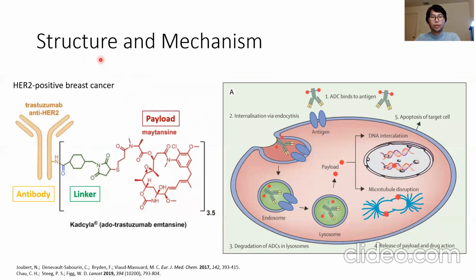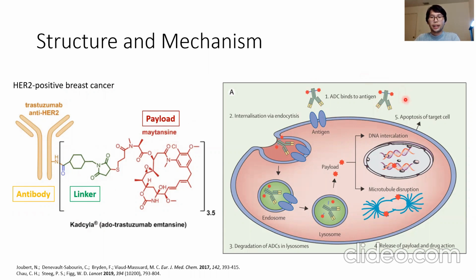And now I will introduce the structure and the mechanism. The structure can be separated into three parts. The first part is the antibody. The antibody can differentiate the normal cell and the tumor cell because the target antigen only appears in the breast cancer cells. And the linker is just like a bridge that connects the antibody and the payload. The payload is an effective compound which can kill the tumor cell.